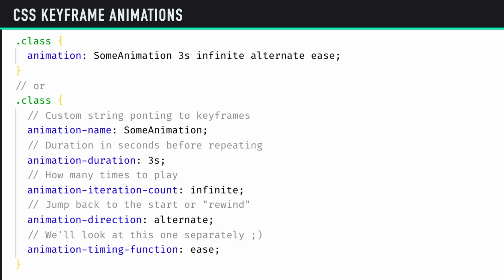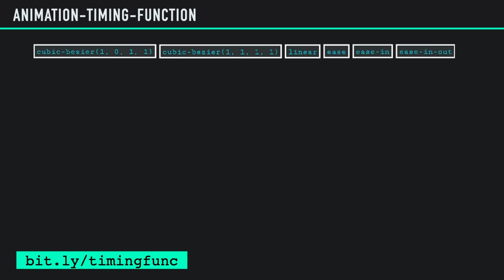Animation direction can be set to normal, reverse, or alternate, meaning that it can play forwards, backwards, or alternate between one and the other. This can also be useful to define which frame you want the animation to use after it finishes. For example, we can freeze some animation in the last frame if we set the animation fill mode to forwards. And the animation timing function, which is interesting. So let's have a look at it separately.